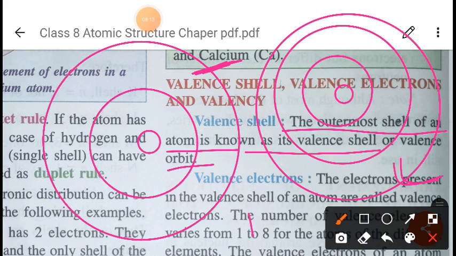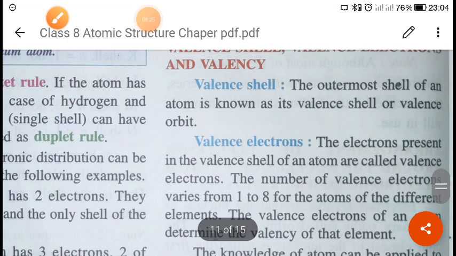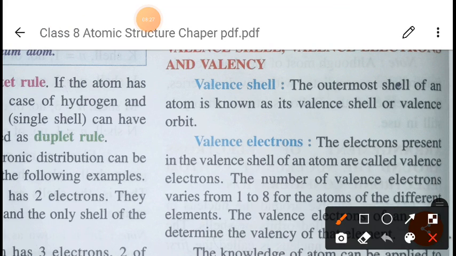Okay, if we are taking the example of this, which one will be the outermost cell? This one will be the outermost cell. I hope you have understood this, right? So the outermost cell concept is clear, right? Valence cell or outermost cell is clear, right? So what is the valence cell or outermost cell? The outermost cell of an atom is known as the valence shell or valence orbit.